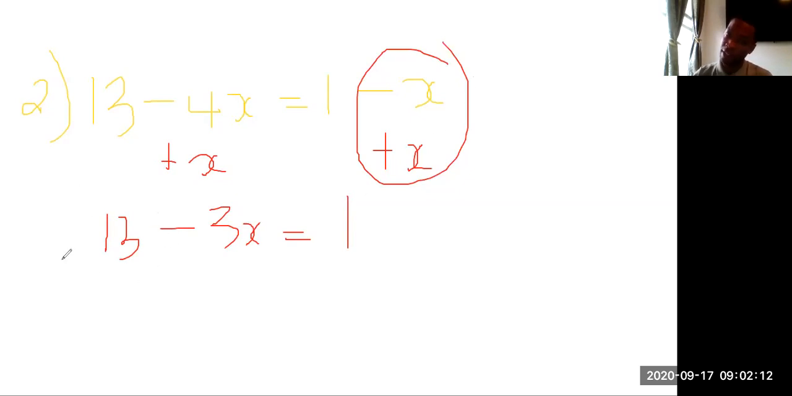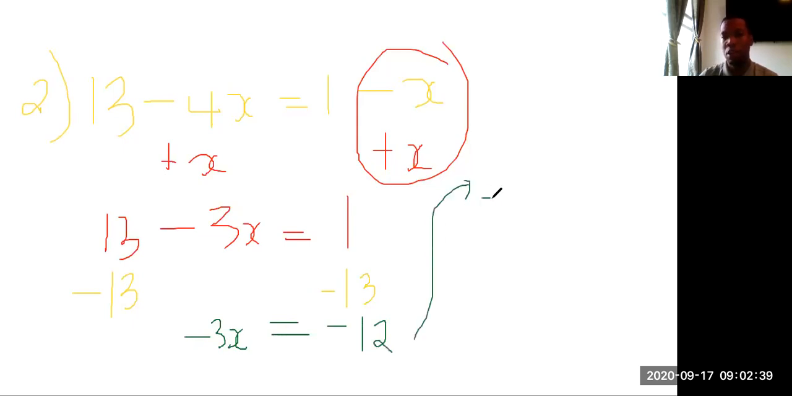Now I have to get 13 on the other side. I don't want it with the 3x. So since it's a positive 13, I have to do a minus 13 right here. Whatever I do on one side, I have to do to the next side. So when I simplify, I get minus 3x is equal to minus 12. I'm going to move it up here.